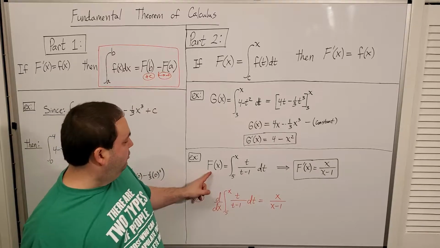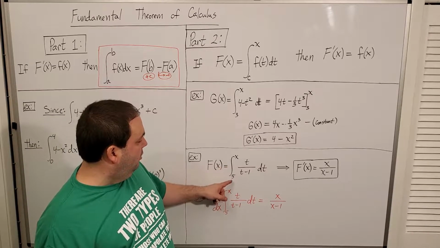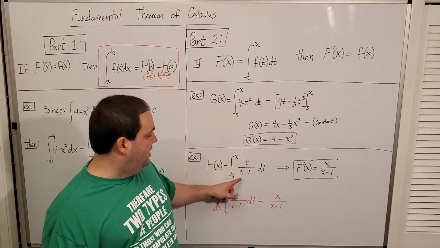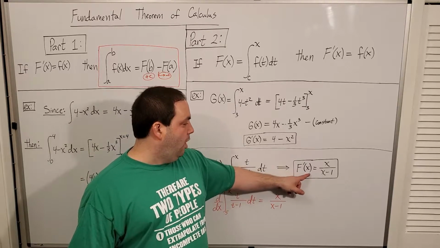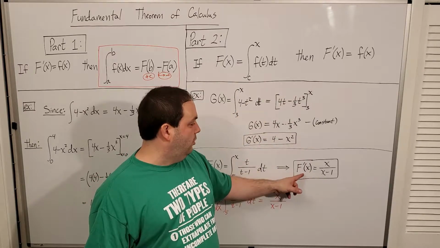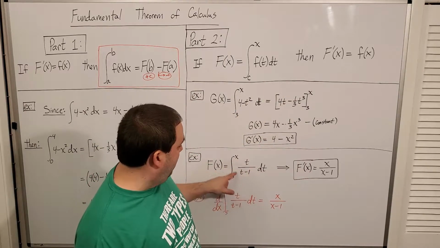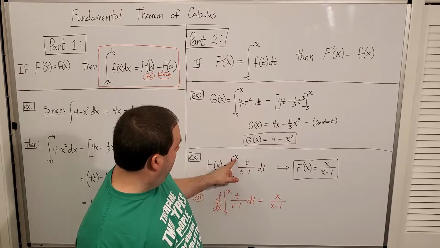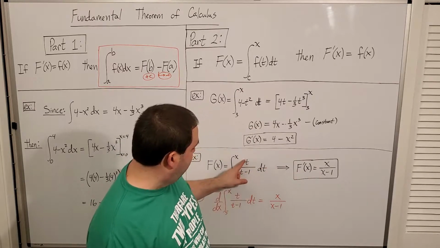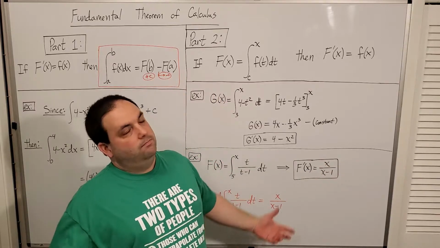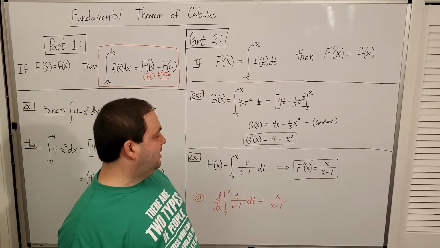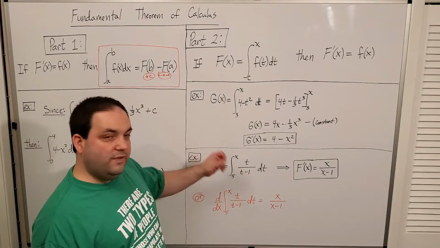If you're handed a function, capital F of x is equal to the integral from 5 to x of t over t minus 1 dt, then the derivative f prime of x, according to this theorem, should just be this function, little f of t, but with x plugged in. So instead of t over t minus 1, it's x over x minus 1. And that's it. That's the relationship between derivative and integral.